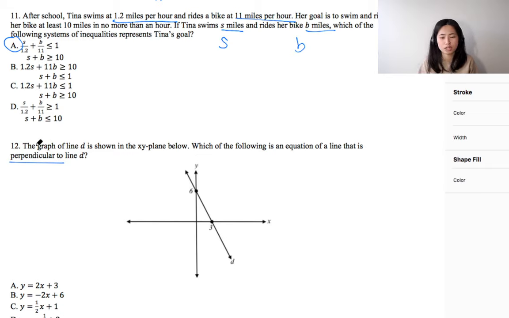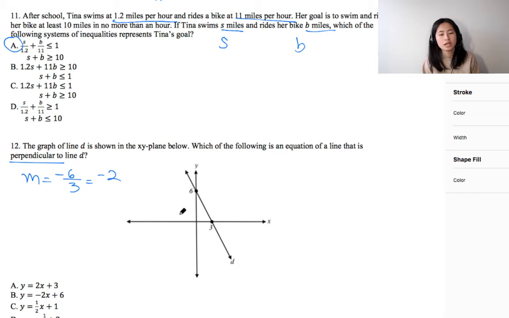If something is perpendicular to line D, or whatever line you have, just go back to Algebra 2. Basically, for something to be perpendicular to a line, you need to look at its slope. Let's calculate the slope of line D for now. This is rise over run, so this is -6/3, and this is actually -2. So the slope of line D is -2.